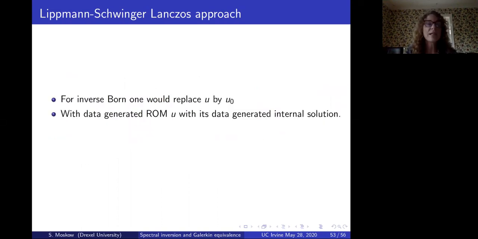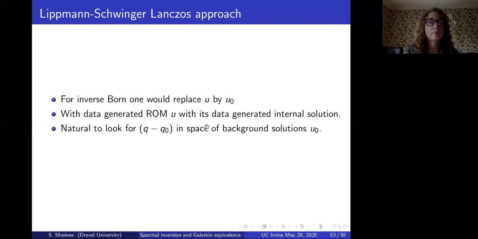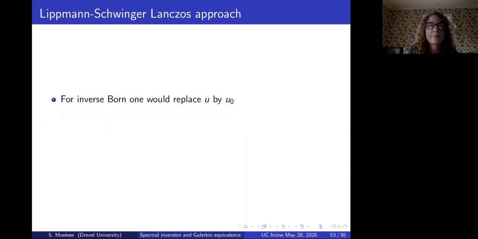But with the data-generated reduced order model, we can replace U with its data-generated internal solution, which should be better than the background solution. And then another thing we could do, which is quite natural, is to look for the unknown perturbation in the space of background solutions. We have those and we have an orthogonalized version of those. So we could do that.